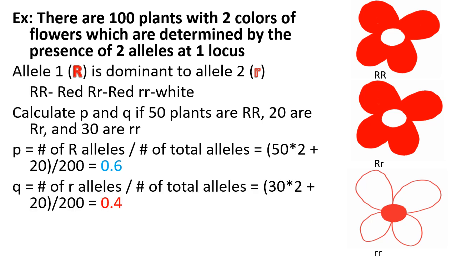Okay, we do the same thing for q with our recessive allele. We've got 30 homozygous recessive individuals, 30 times 2, and then we add the 20 little rs that are in our heterozygotes, and you get 0.4. p and q will always add up to 1. So if you get two numbers that don't add up to 1, you either maybe rounded the numbers differently, or you did it wrong. Okay, so that's one way to check if you did at least this part right.